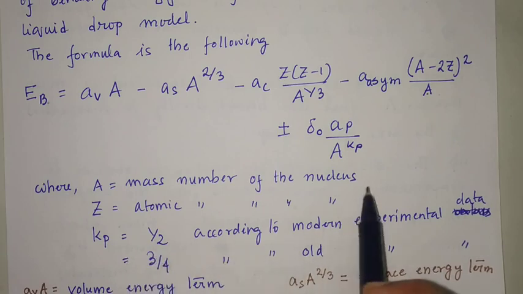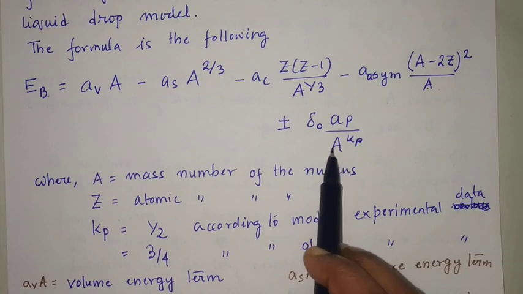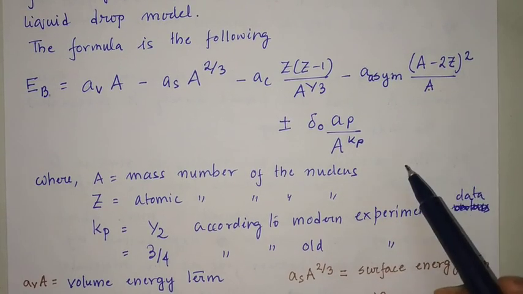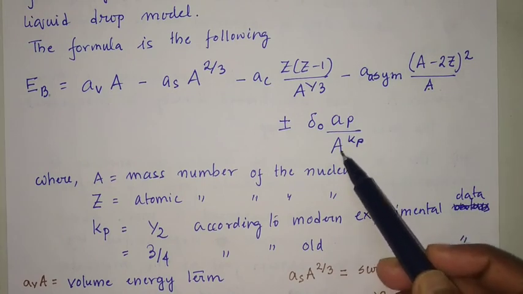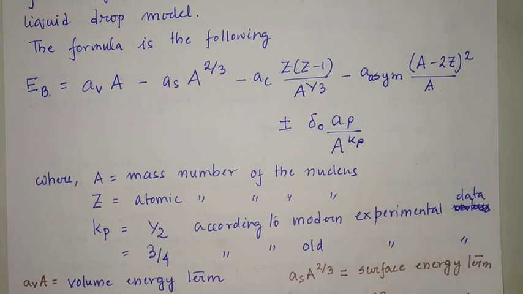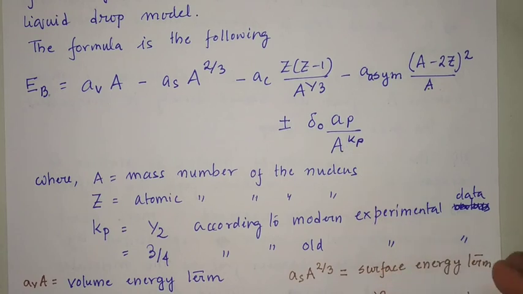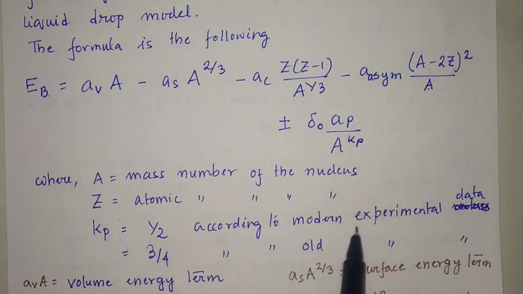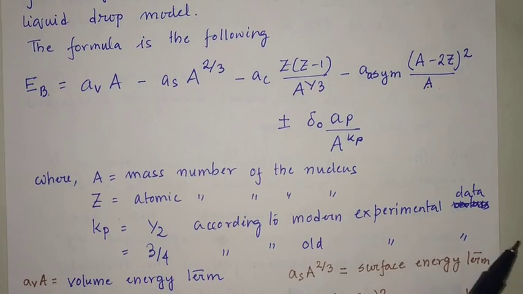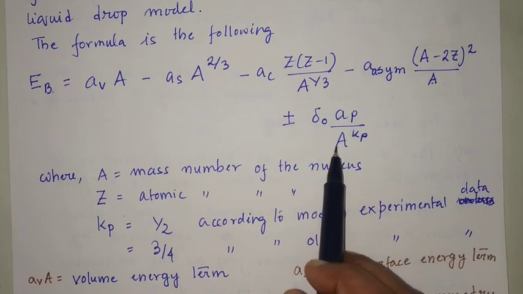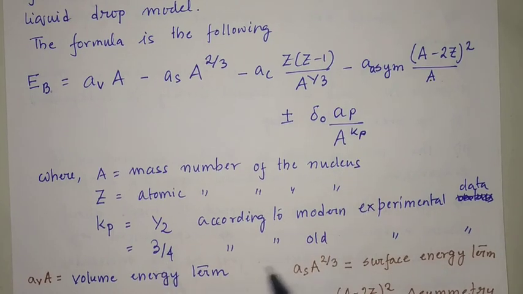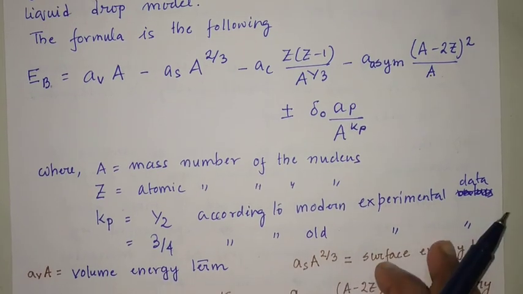This k_P here is half according to modern data. Sometimes you will find that instead of A to the power k_P, in different books they have written A to the power half, or in some other books A to the power 3 by 4. So both the values are valid. A to the power half is according to the modern experimental nuclear data, and A to the power 3 by 4 is according to old experimental data.